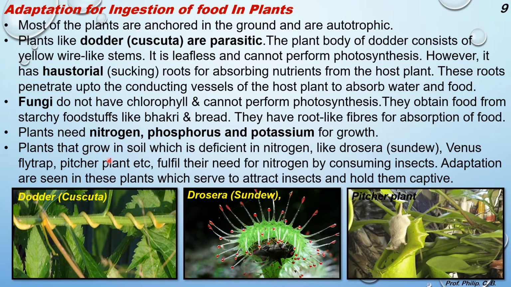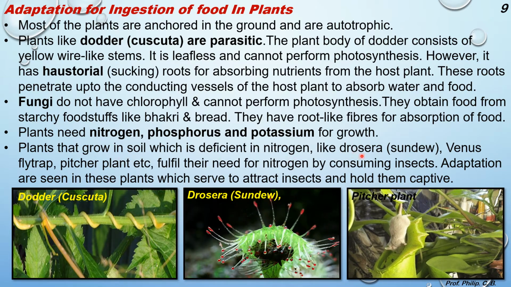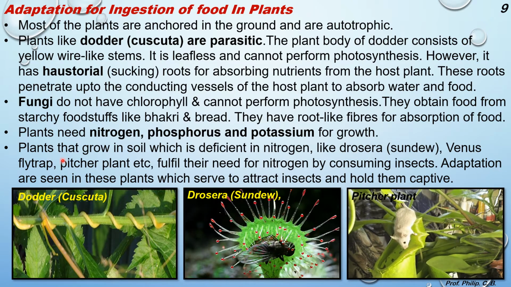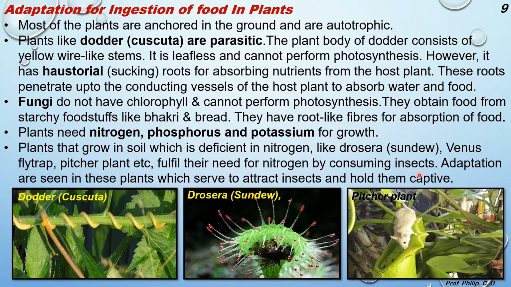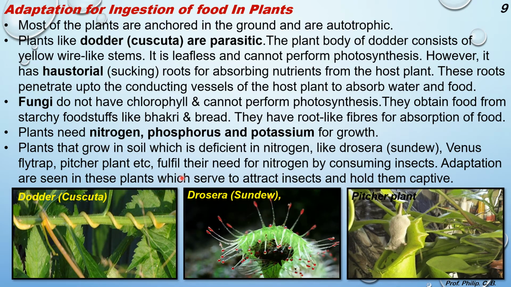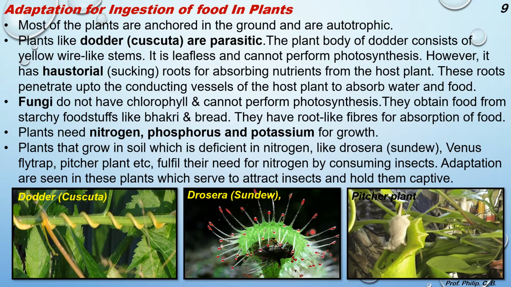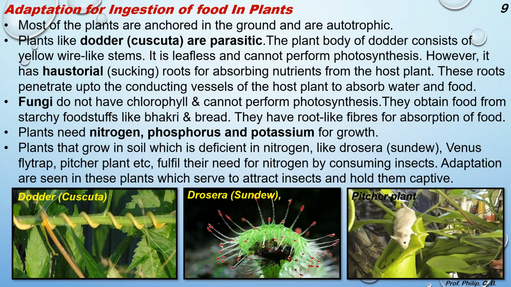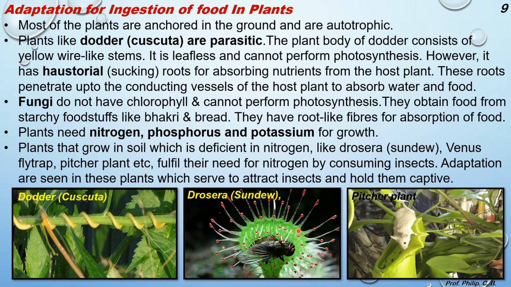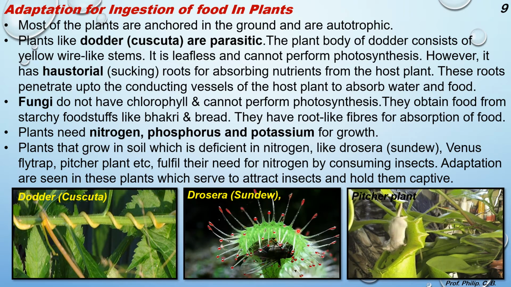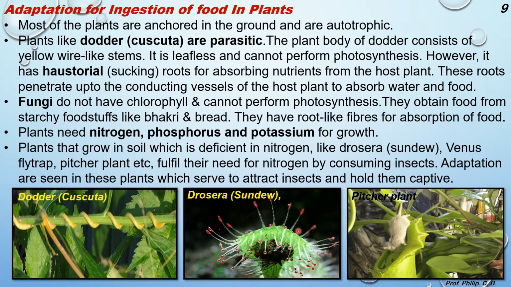Now, the plants that grow in soil which is deficient in nitrogen, like Drosera sundew, Venus flytrap, pitcher plant, etc., fulfill their need for nitrogen by consuming insects. Adaptations are seen in these plants which serve to attract insects and hold them captive. So if you see here, I put the image of Drosera sundew, where the fly, once it comes and sits on it, because of the coloration, attraction, or the presence of a small amount of chemical component on it, gets attracted.